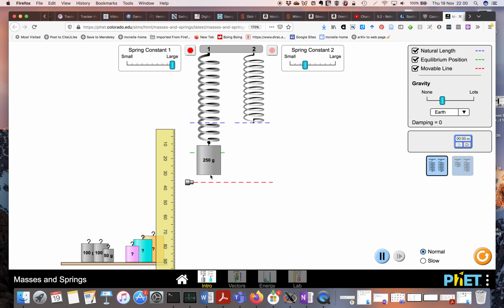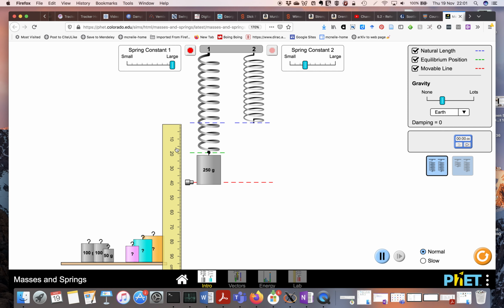You have to play around a bit to stop it moving. Okay, there we go. Then you can measure where the extension is, and you have to do a plot of Hooke's law, and from that you can estimate the spring constant.